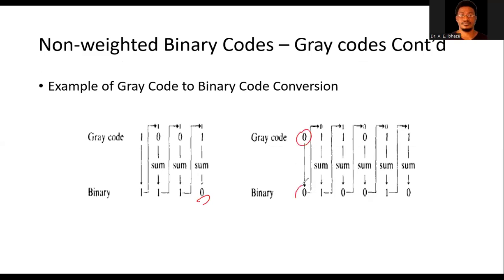So we are retaining the same bit for the first bit position. Then we move the first bit position upward to the next column. 0 plus 1 is 1. Then we move this one up this way. 1 plus 1 is 2, so we have 0. That's 2 divided by 2, that's 1 remainder 0. Then 0 plus 0 is 0, 0 plus 1 is 1. 1 plus 1 then is 0. Okay.